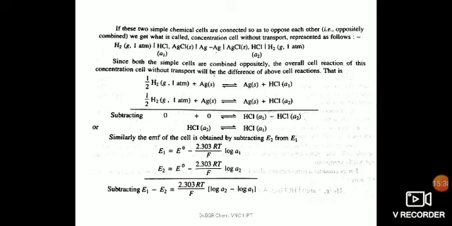Similarly, the EMF of the cell is obtained by subtracting E2 from E1. Just as the cell reaction of equation 2 has been subtracted from equation 1, the EMF also we take by subtracting E2 from E1. We have written E1 equals E0 minus 2.303 RT by F into log A1, minus E2 equals E0 minus 2.303 RT by F into log A2. Subtracting, we get E1 minus E2 equals 2.303 RT by F into log of A2 minus log of A1.